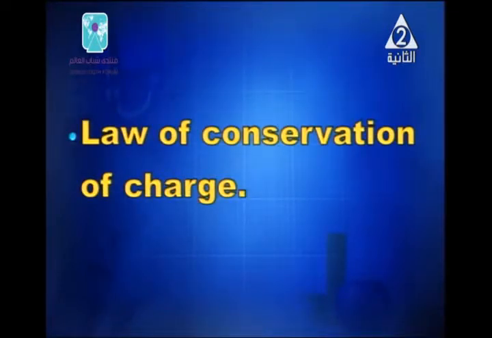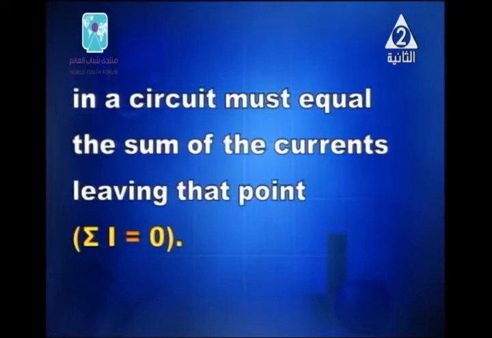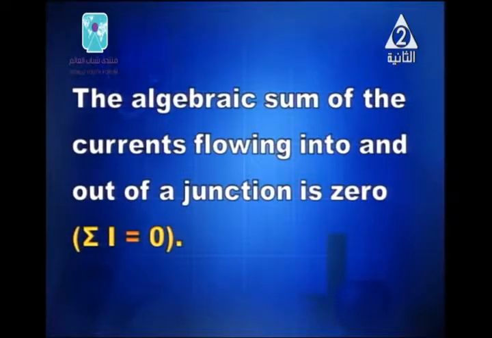And what about the relation that expresses the law of conservation of charge? Law of conservation of charge is the first law of Kirchhoff. It states that the sum of the currents arriving at any junction point, at any node in a circuit, must equal the sum of the currents leaving that point. The expression we usually use, summation of current equals 0. Also we can say the algebraic sum of the currents flowing into and out of a junction is 0. Once again, summation of current equals 0.